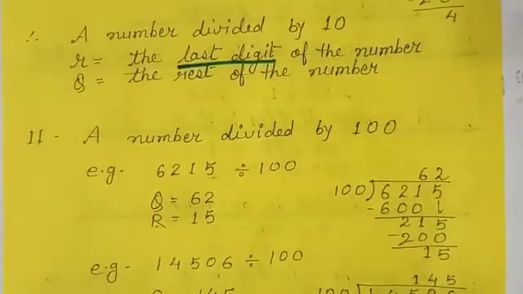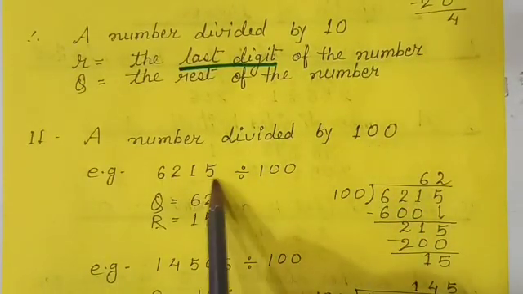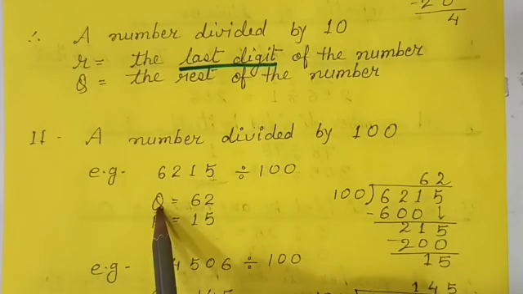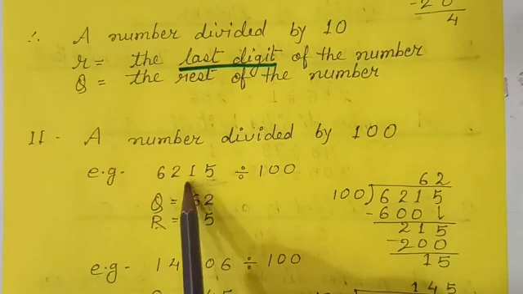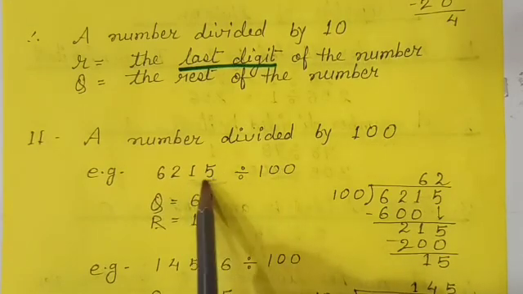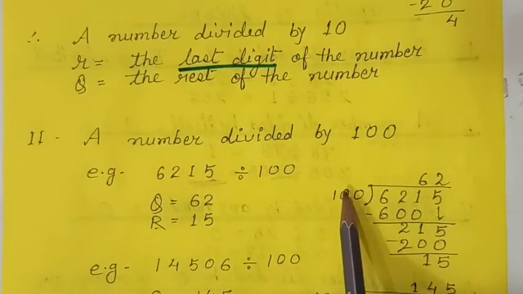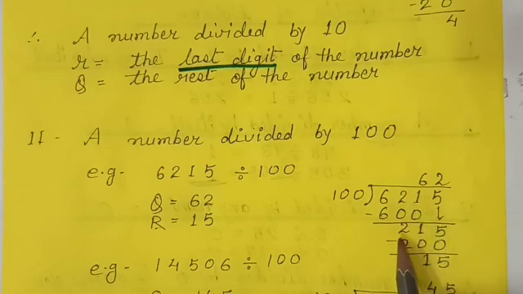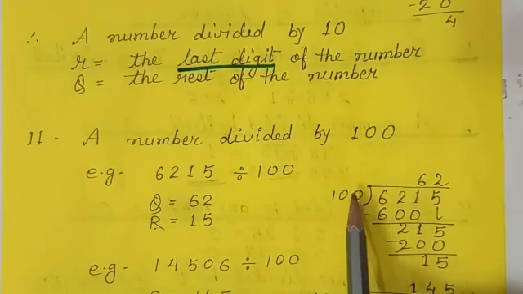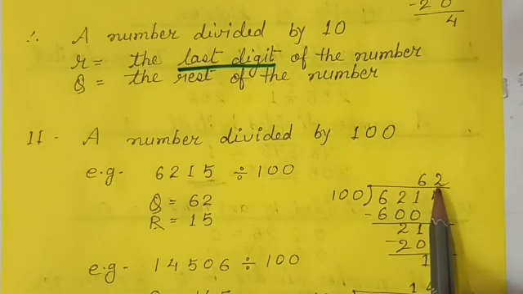When we divide a number by 100, as 100 has two 0s, therefore the last two digits will be the remainder and the rest of the number will be the quotient. So first of all, we have to separate the remainder. Here there are two 0s, therefore remainder is 50 and 62 is the quotient. You can check it. 100 6s are 600, 21 is the remainder, 5 placing down, 250, 100 2s are 200, therefore 50 is the remainder, 62 is the quotient.